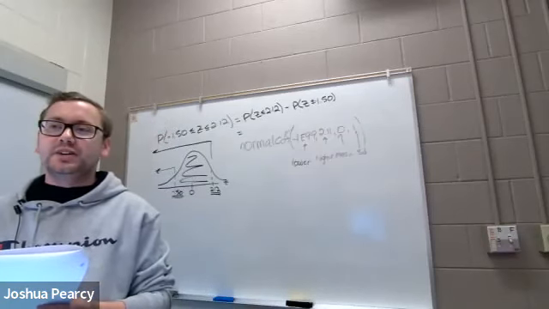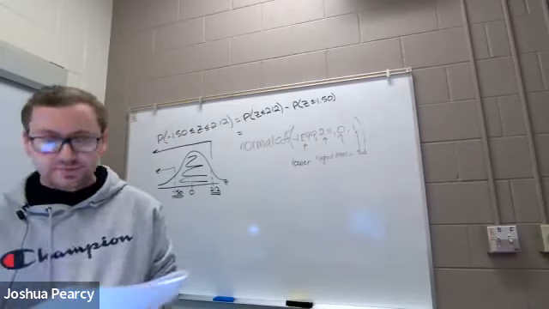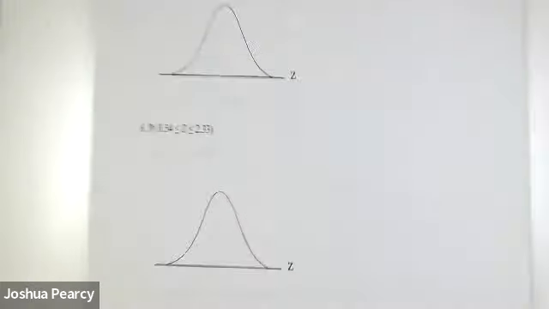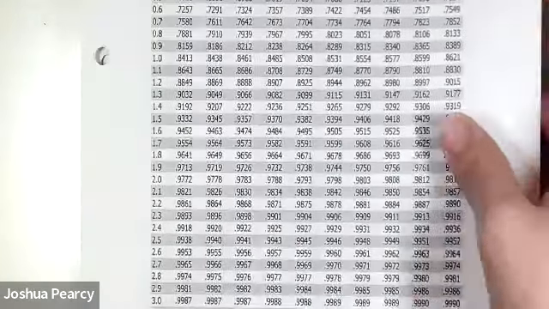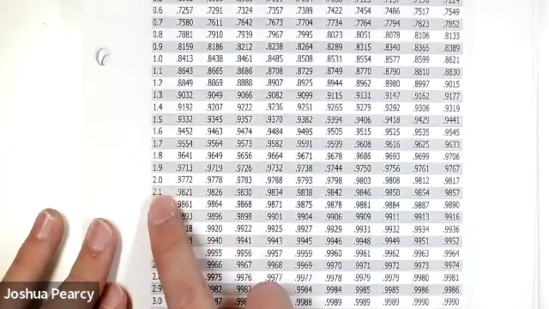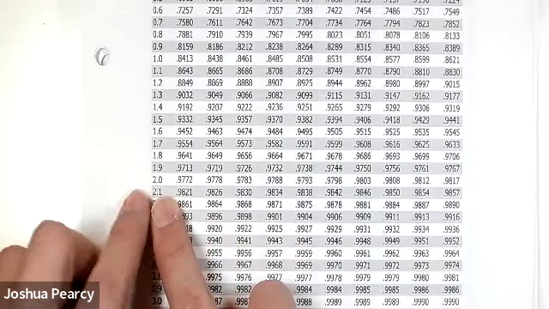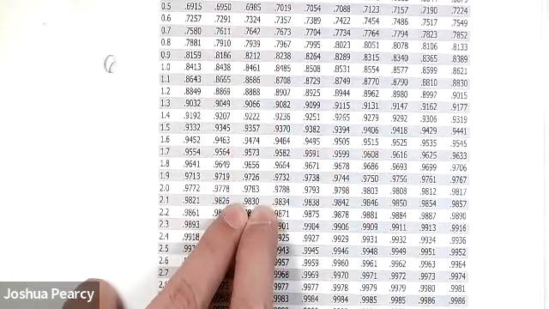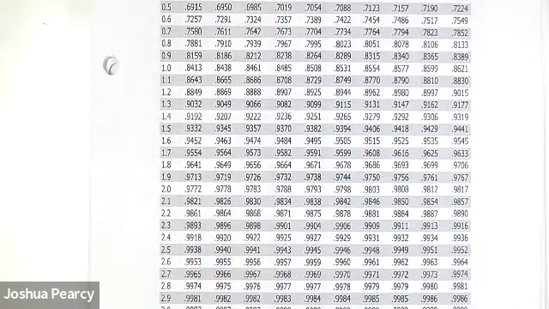You want me to show you how I did that? Okay, let's turn the camera again. All you do is zoom a little bit. 2.1 on the left-hand side, and it says 2.12. So we're going to look at 0.02 up top, and then we'll intersect those two. And if I do that, I get 0.9830. So that is this part right here.